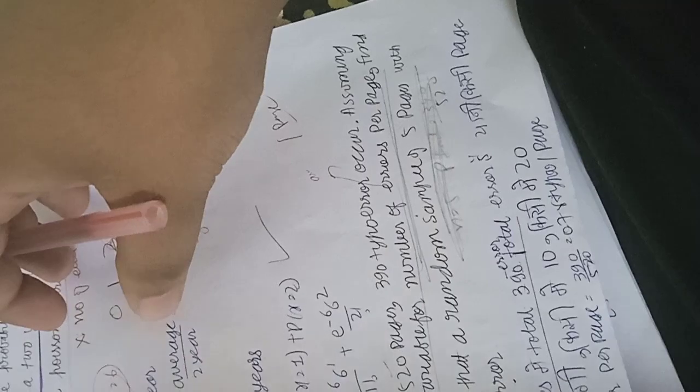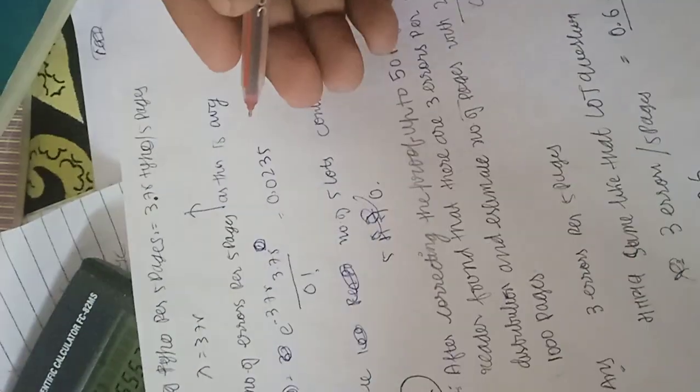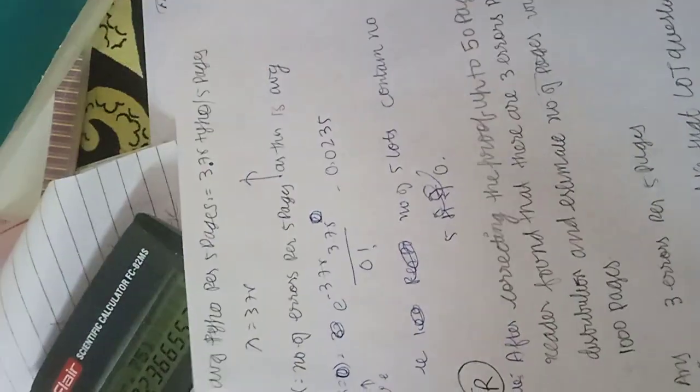So what is he asking? Probability that a random sample of 5 pages contains no error. Okay, so first of all let us see where we have gone wrong. So I have gone somewhere wrong. So let me solve all these questions again.